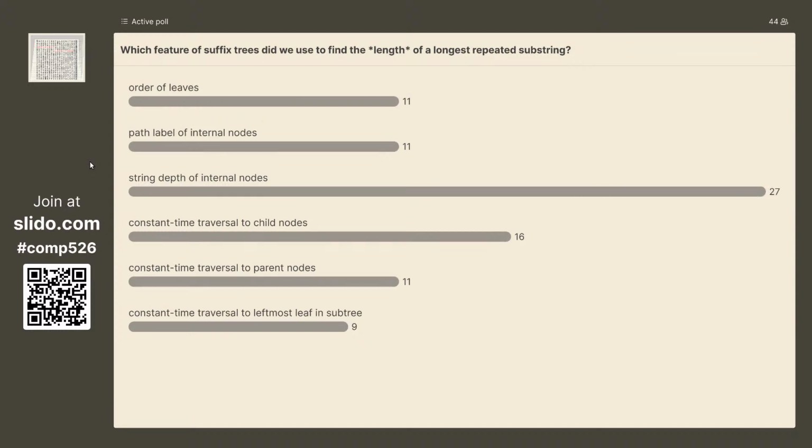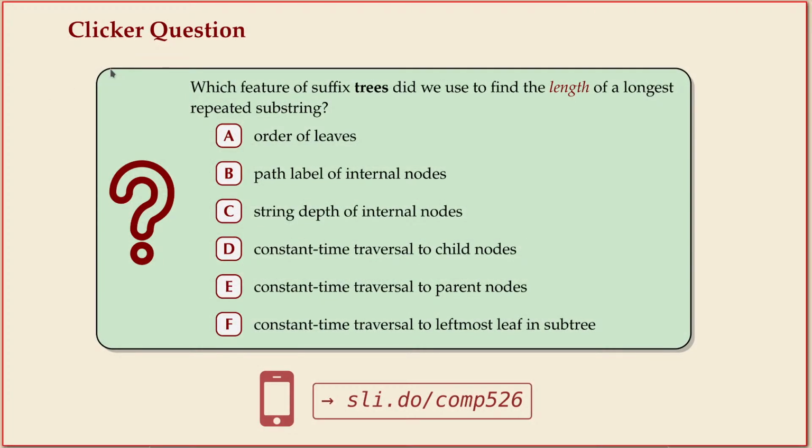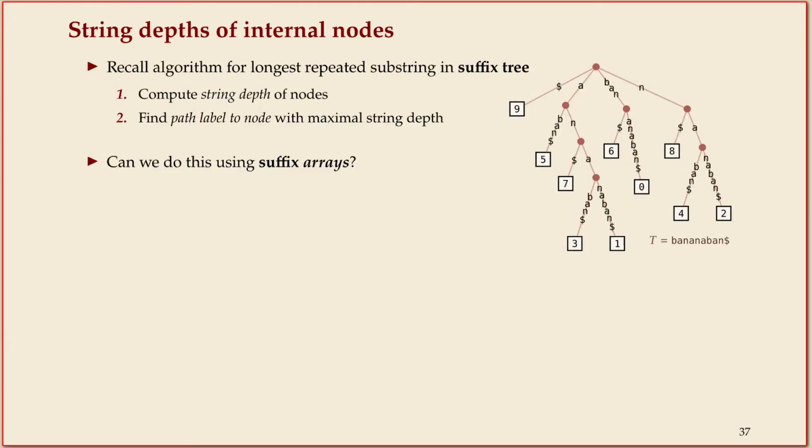There have been votes for most answers, but the majority is on the right track. If you remember from yesterday, the key feature that we needed was the string depth of internal nodes. We needed the internal nodes to iterate through. The algorithm was very simple: if you have the suffix tree available, you compute the string depths of the nodes, or you remember that it's actually a compact trie and you have the string depths anyway. Then you find one of the internal nodes of maximal string depth and read off the path from the root to that node.